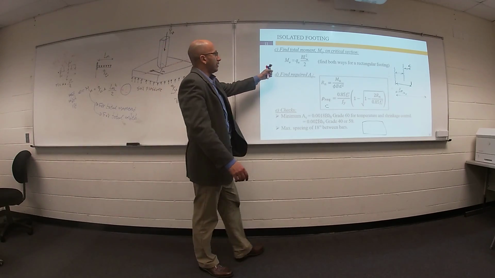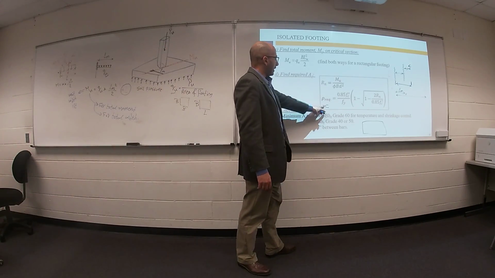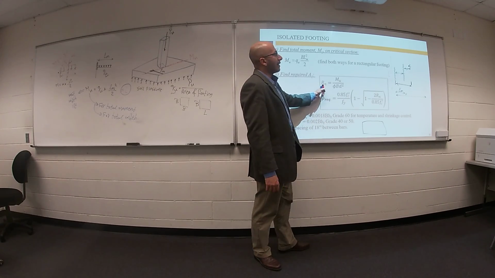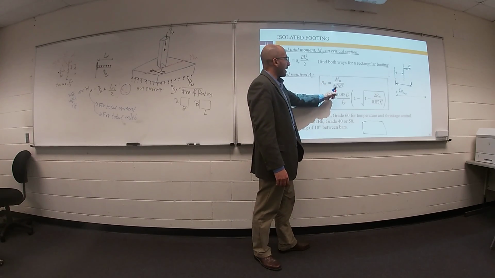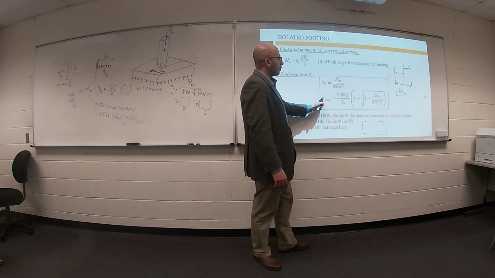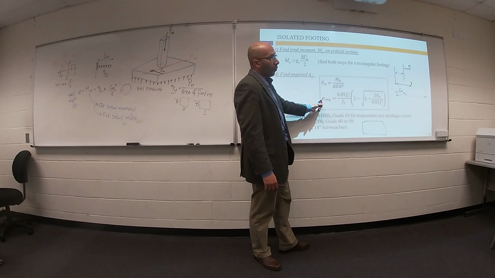Once you get your bending moment M ultimate, go ahead and get this value. Rn equal M ultimate divide phi B D square, and go ahead and get your rho required. Anybody remember what is the meaning of rho?